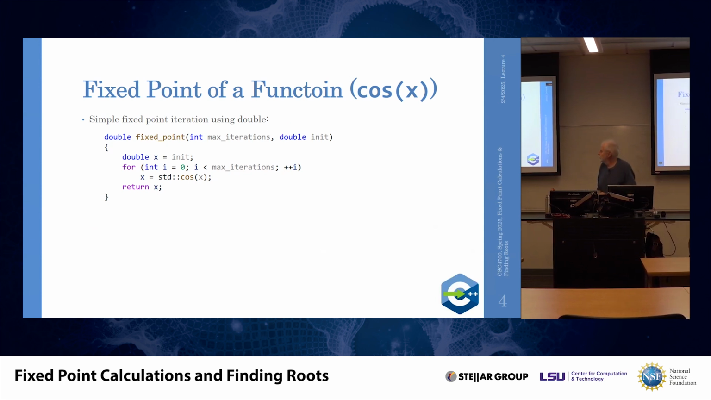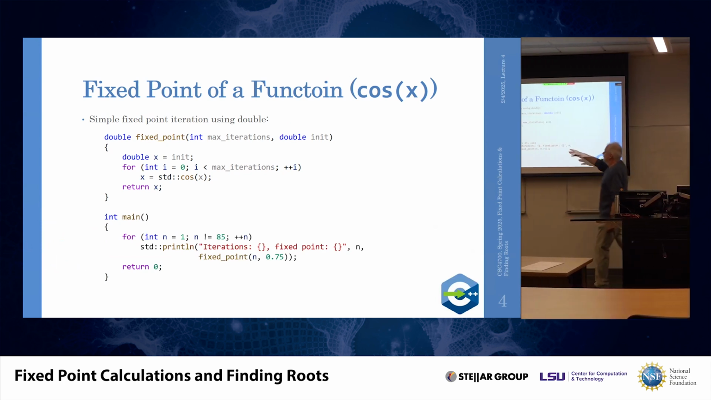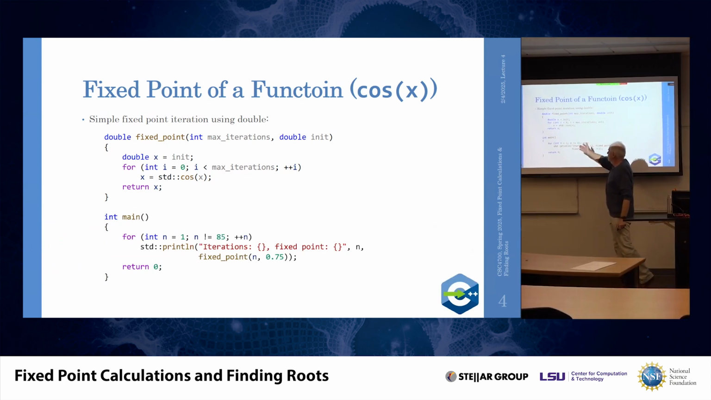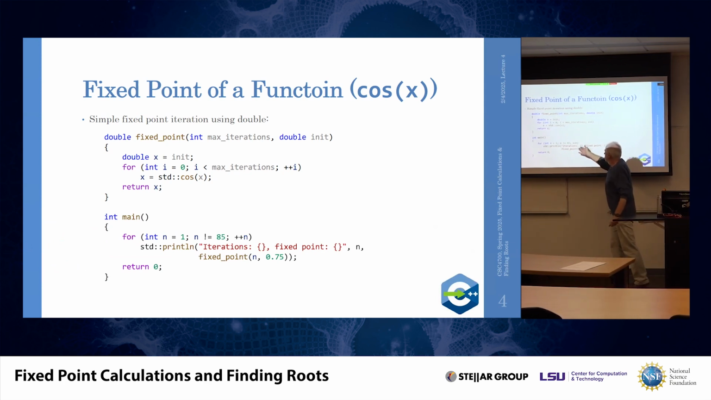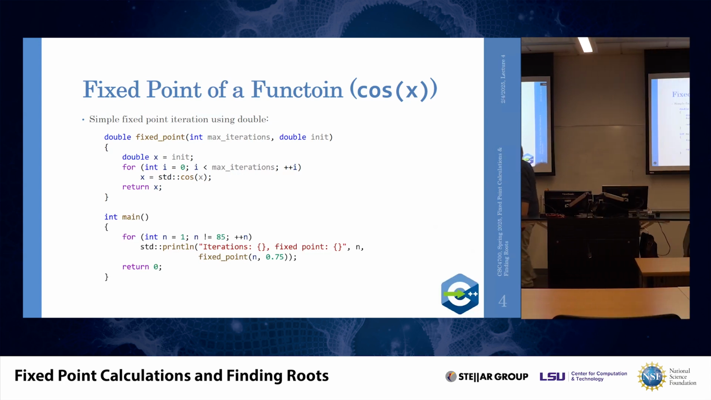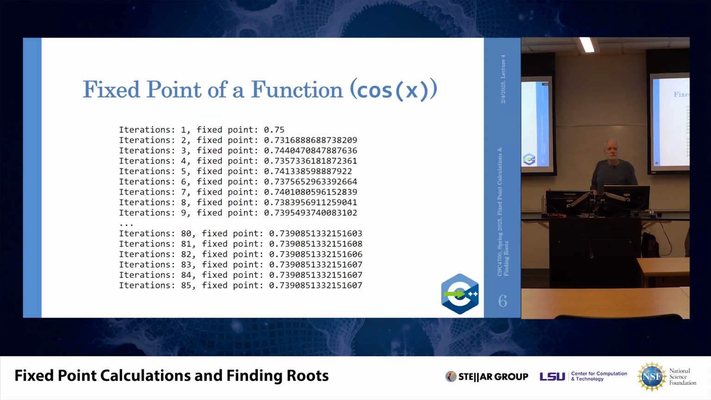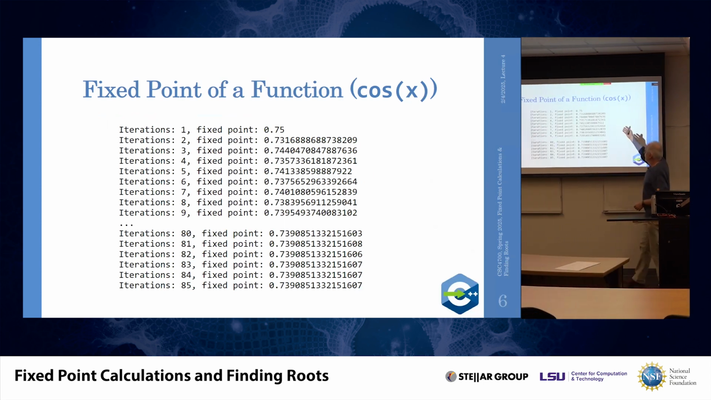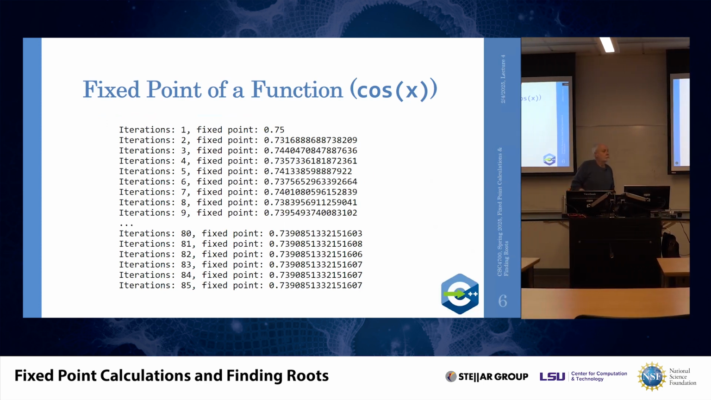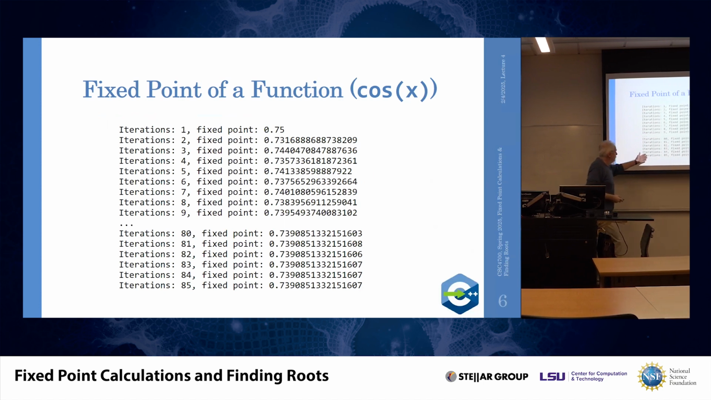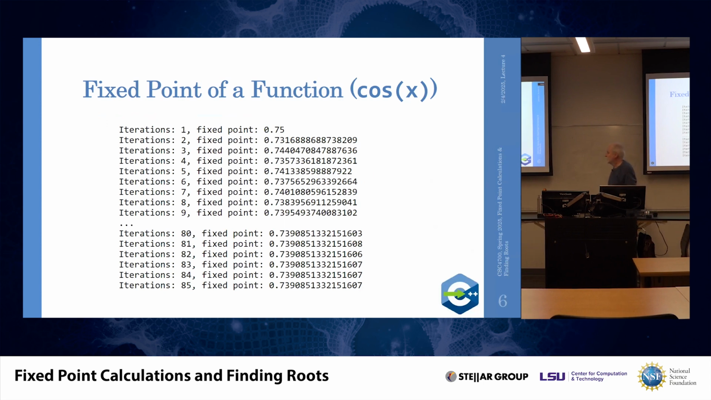So if I call that function with an increasing number of iterations, in this case from 1 to 85, passing the number of requested iterations and some initial value, and print the result, what I get is something like this. You can see that the value gets closer and closer to the fixed point, and after around 85 iterations, at least for the floating point resolution, the value doesn't change anymore.